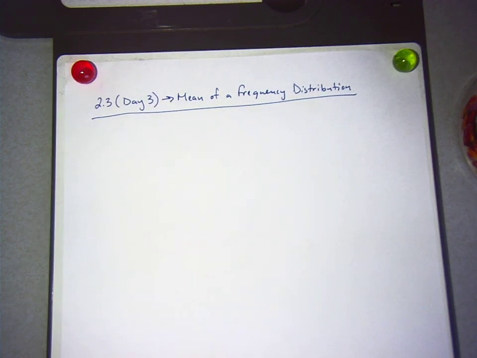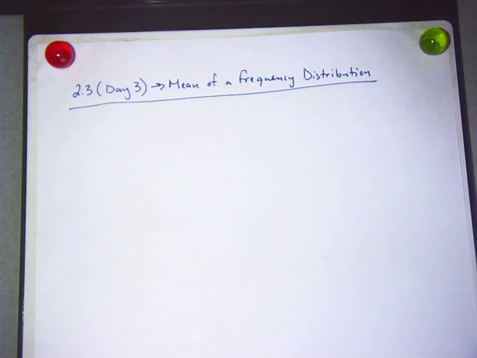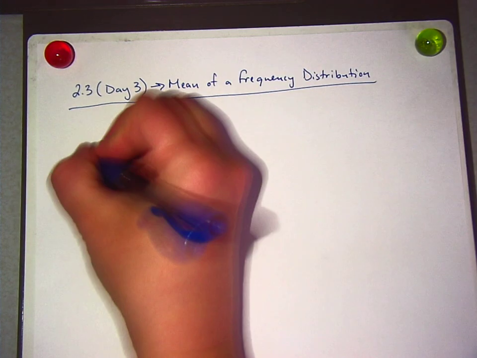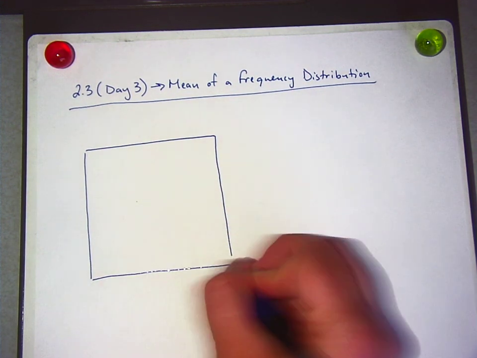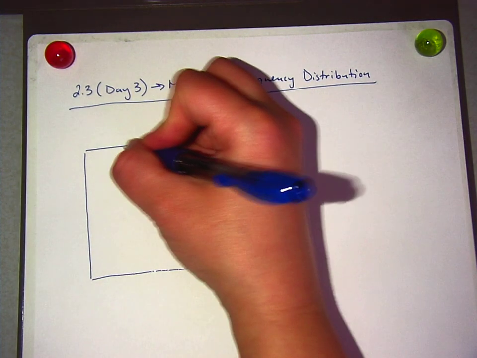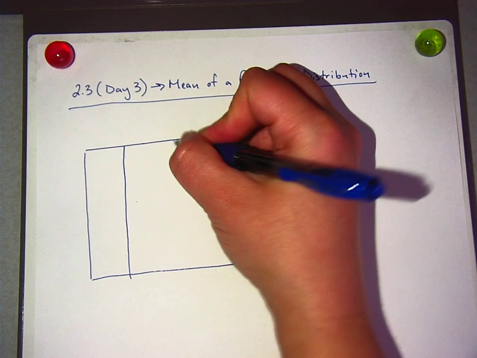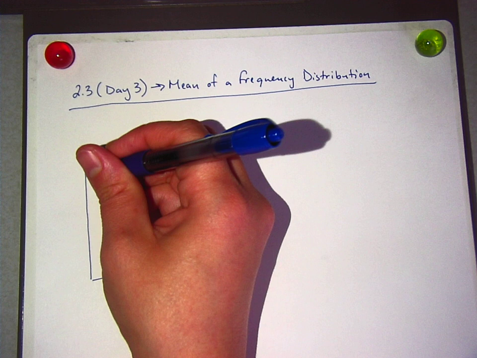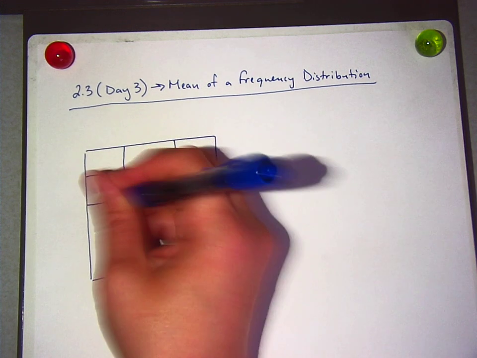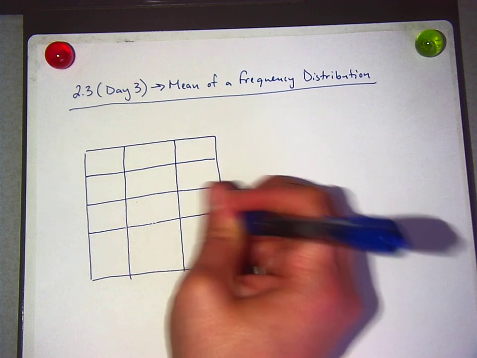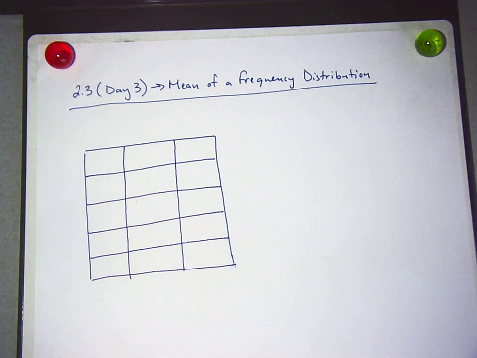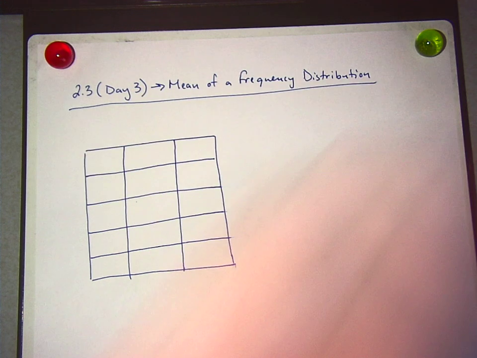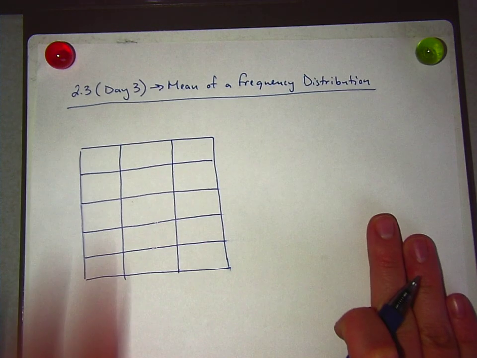Okay. So today we're talking about the mean of a frequency distribution. We're going to need some data first, so we're going to make up some data today. Okay, so make a little grid on your paper that is 3 by 5.